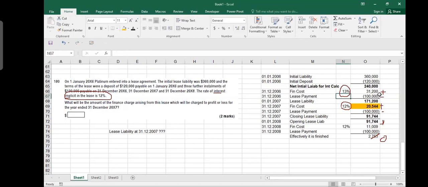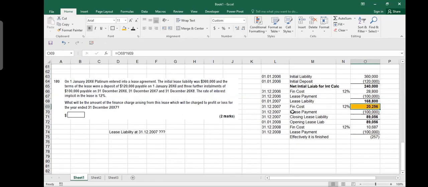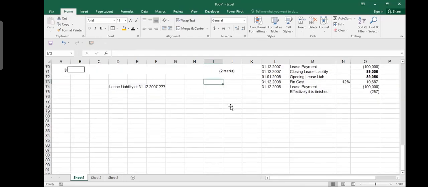Things will change, because 13% is not the implicit rate. The effective or implicit rate is this much. So anyways, our question was only until here. A few things we just did more than required. They asked us only how much the interest cost in 2007 is. We said it is 20,256. So that is done.